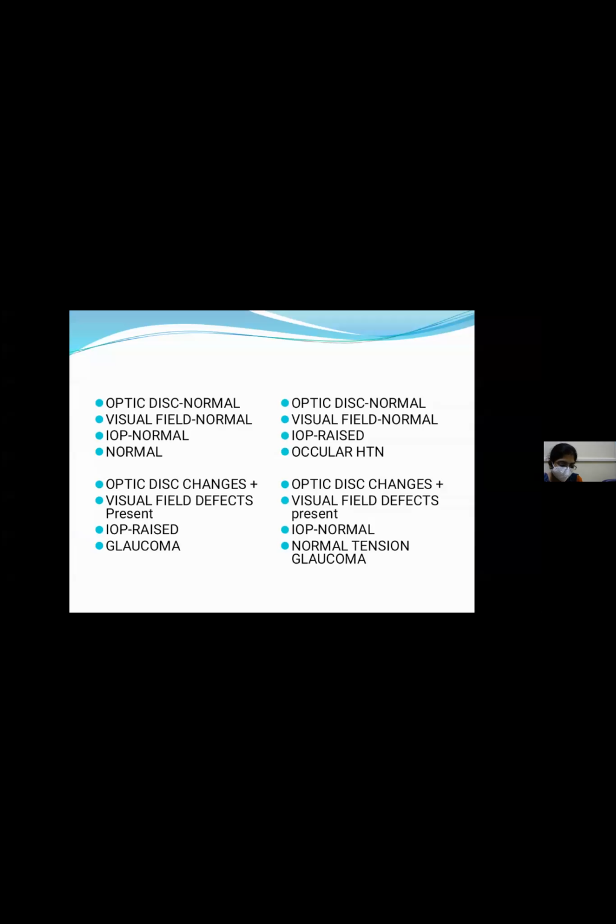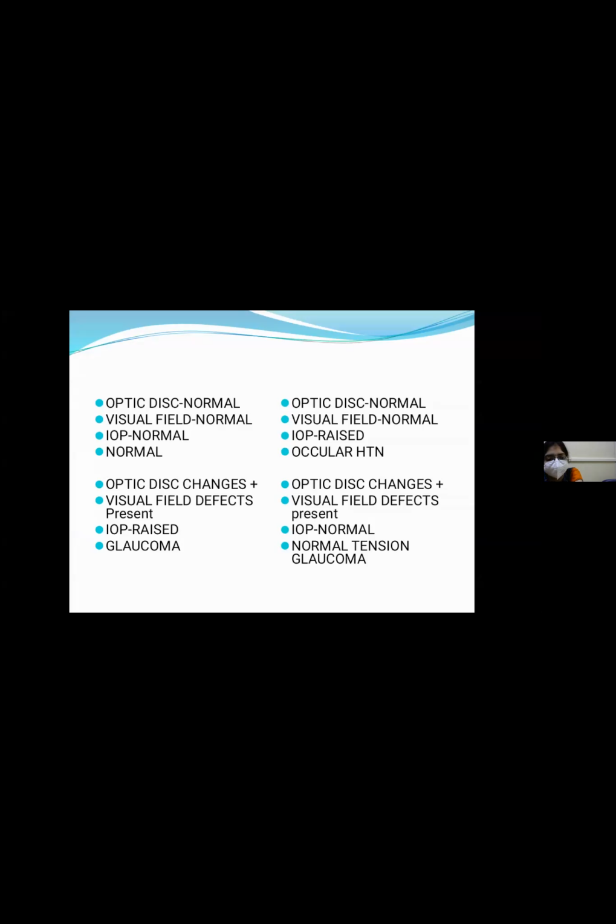Here in the first one, everything is normal: the optic disc is normal, the visual field is normal, and the intraocular pressure is normal. But in the second case, the optic disc and the visual field are normal, but the intraocular pressure is raised. Even though intraocular pressure is raised, we cannot call it glaucoma because the optic disc and the visual field are normal. It is ocular hypertension.